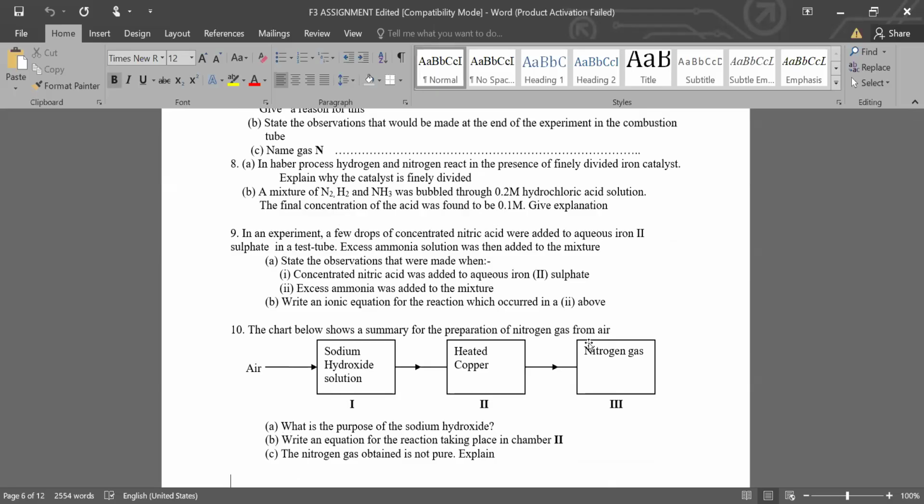In the Haber process, hydrogen and nitrogen react in the presence of finely divided iron. Explain why the catalyst is finely divided. Finely divided is powder, the powdered metal. Then we also have the granules. We also have the turnings. So when we are talking of finely divided, it's like powder.